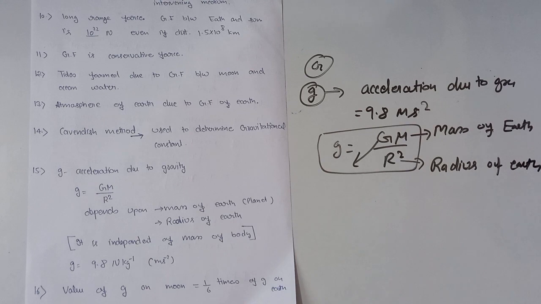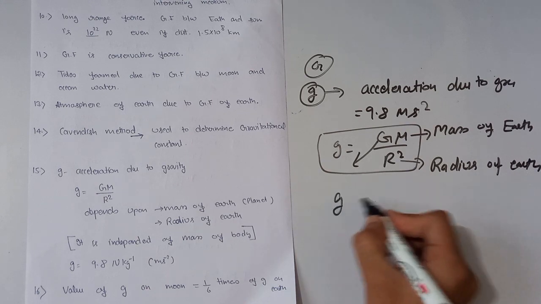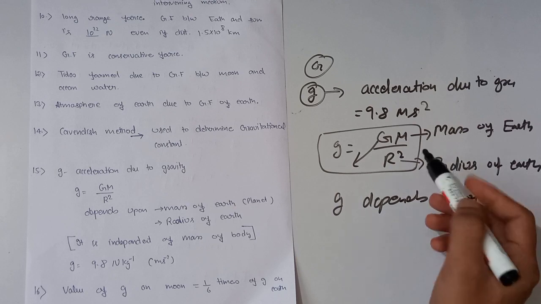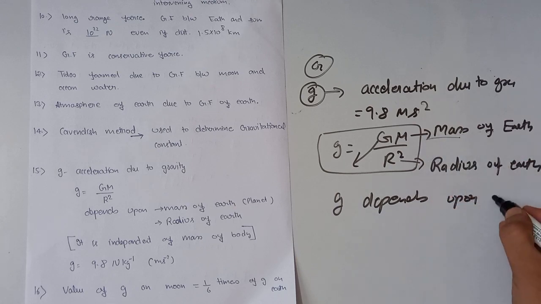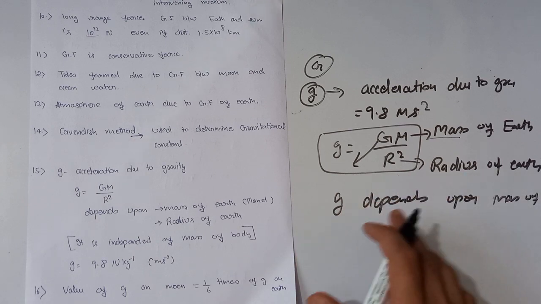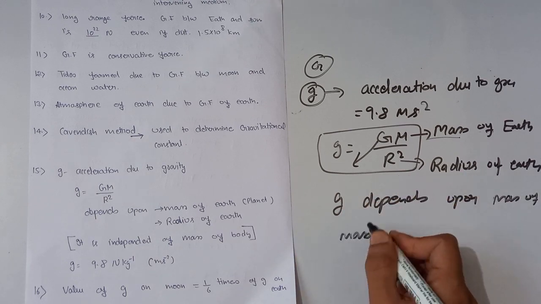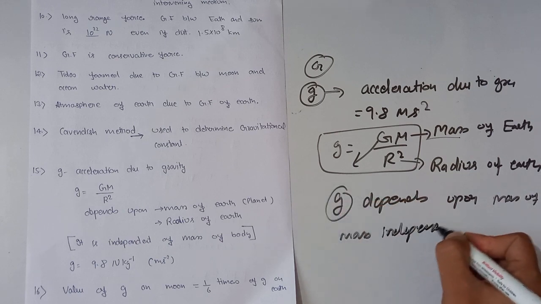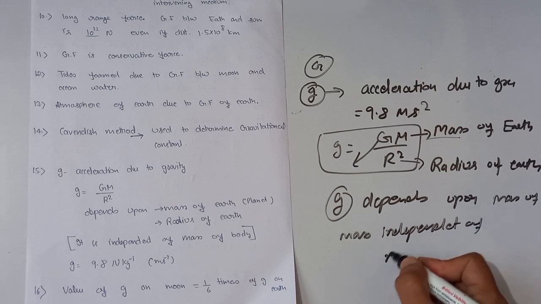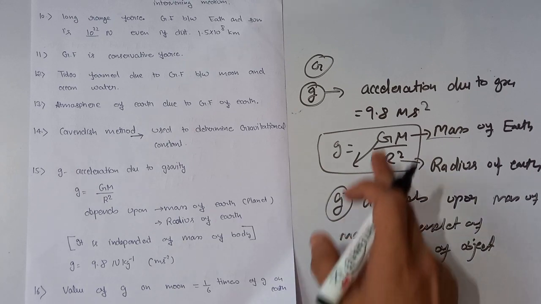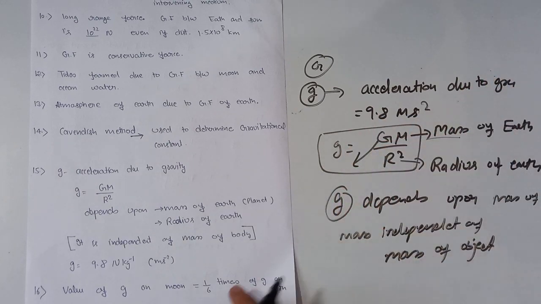This is the radius of Earth. What does this imply? This implies this g depends upon the mass of Earth, the planet, and the radius of the planet. It does not depend upon the mass of the object. This small g is independent of the mass of the object. Its value is 9.8 meters per second squared.